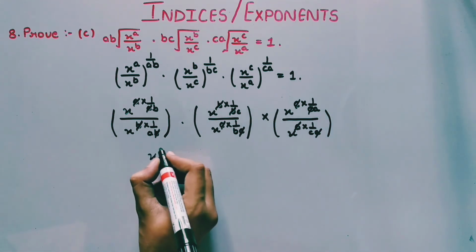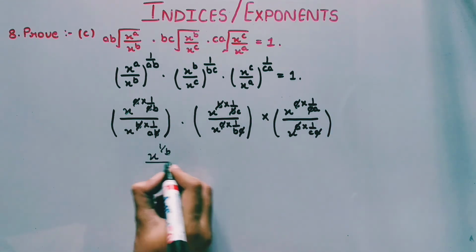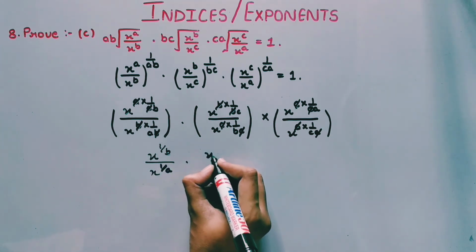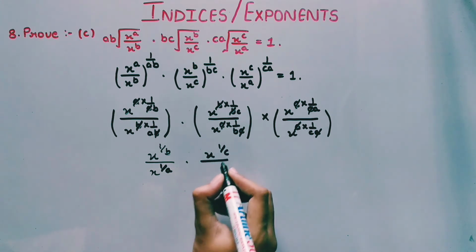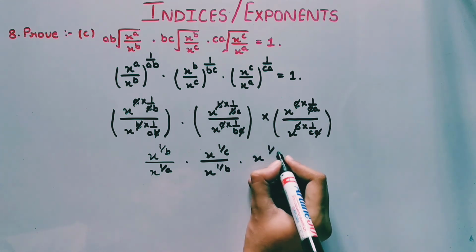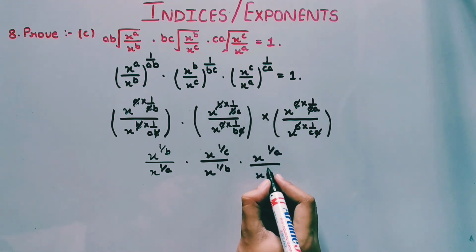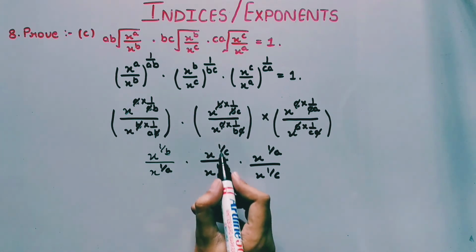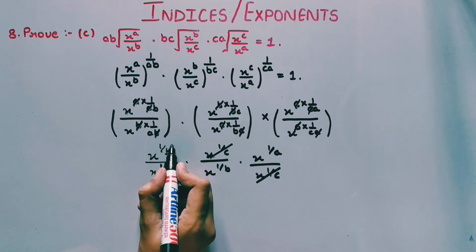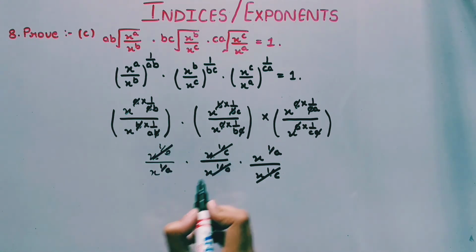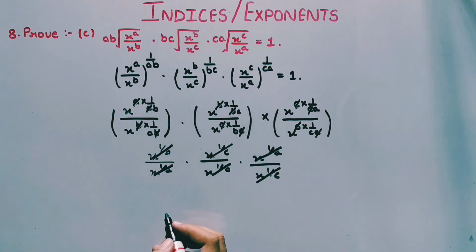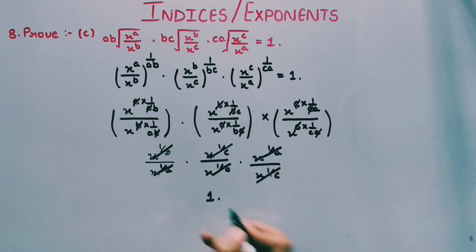Now we have x raised to power 1 upon b divided by x raised to power 1 upon a, x raised to power 1 upon c divided by x raised to power 1 upon b, x raised to power 1 by a by x raised to power 1 by c. Now we can see x raised to power 1 by c, x raised to power 1 by c cancelled, x raised to power 1 by b, x raised to power 1 by b cancelled, x raised to power 1 by a cancelled. Hence this is equal to 1.